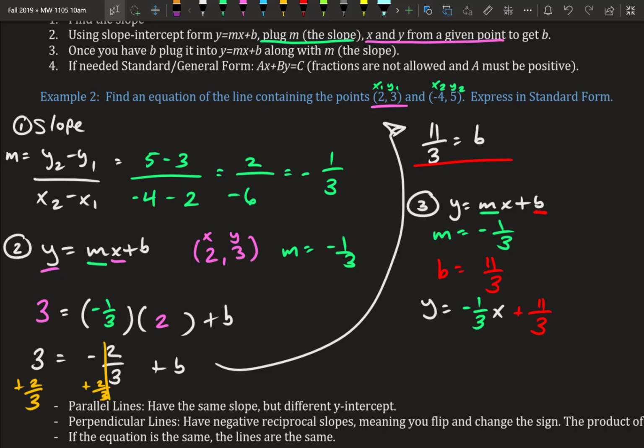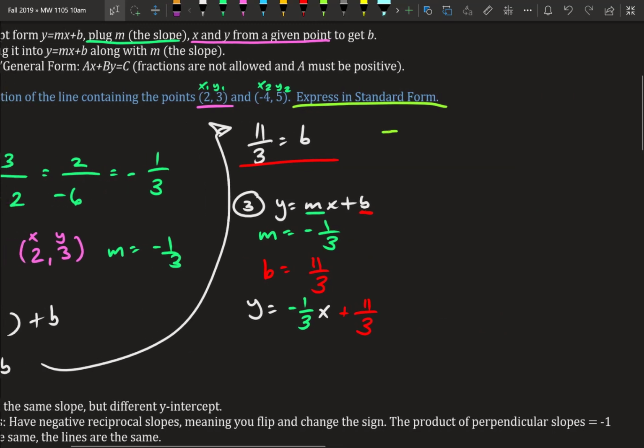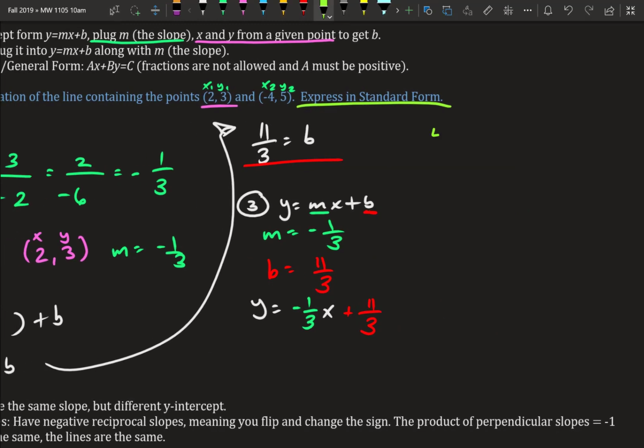So we're going to take this fourth step. Why are we taking this fourth step? Because it told us to express in standard form. So this fourth step is ax plus by equals c. But a needs to be positive, and you can't have any fractions.